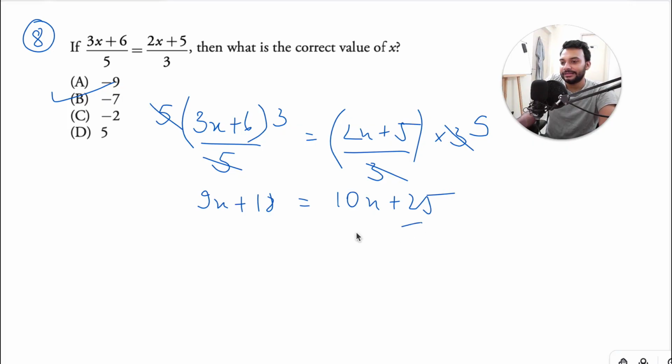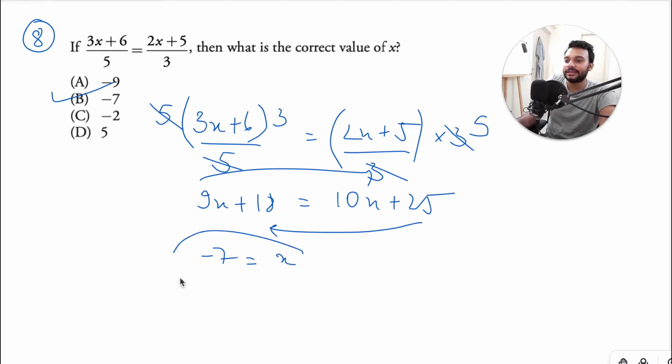So send 25 to this side, 9x to this side. Negative 7 is equal to 10x minus 9x, which is x. X is negative 7. This is the second way of doing it. Then what is the third way? Let's see. The third and the quickest method is DESMOS.